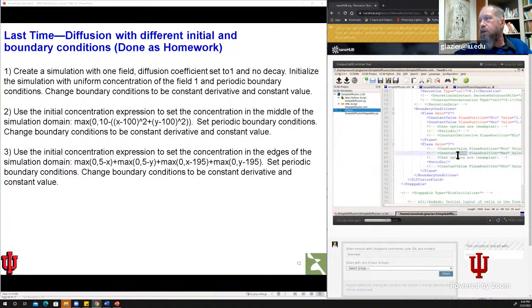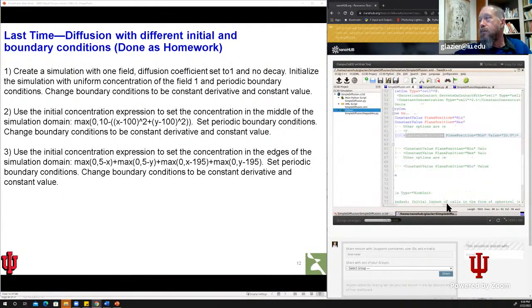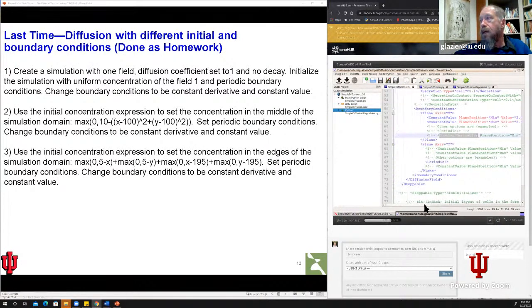Constant derivative, remember, we had that before, just the word derivative. Constant derivative is also known as constant flux. So why doesn't everybody just take a minute or two to try that out? And if you find a pattern that looks interesting to you, you could show us and tell us what conditions gave it to us. Okay?